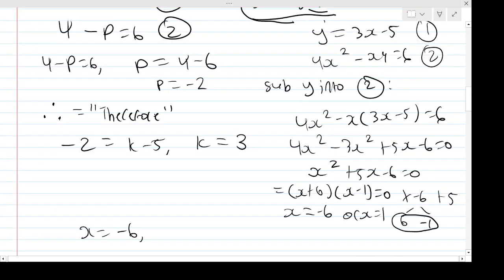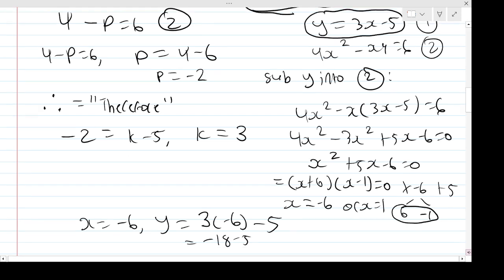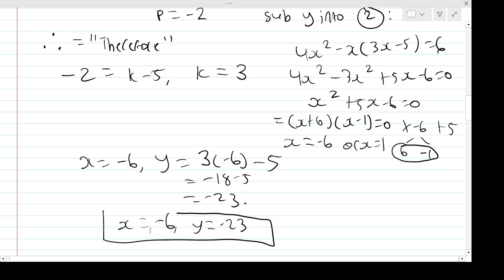But remember, y is this: 3x minus 5, sorry. That's equation 1. So if x is minus 6, y will be 3 lots of minus 6 minus 5, which gets us 3 times minus 6 is minus 18, minus 5, which should be minus 23. There we are. So to restate it, x is minus 6, y is minus 23. That's our second pair of solutions.